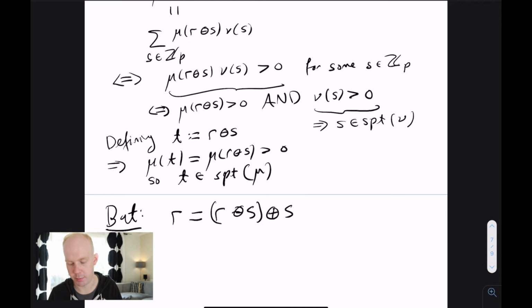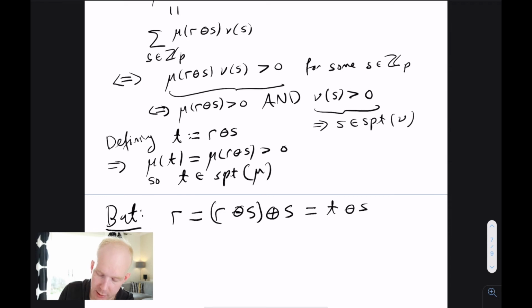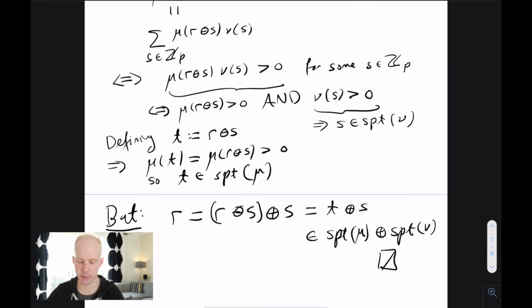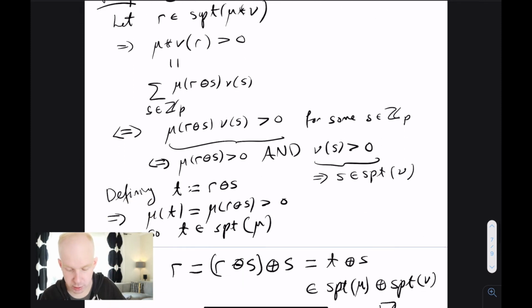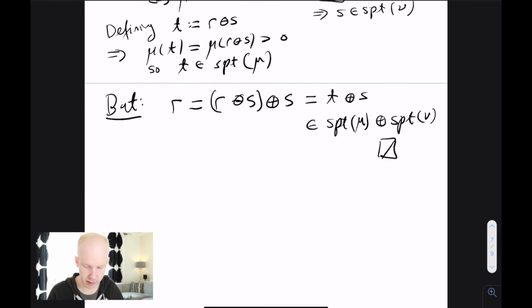So R minus S and plus S, we add and subtract the S, and then this is T plus S, and so this belongs to supp mu plus, by the definition, supp nu. So this is all okay. So for any arbitrary element in the support of the convolution, we actually obtain an element in the subset.